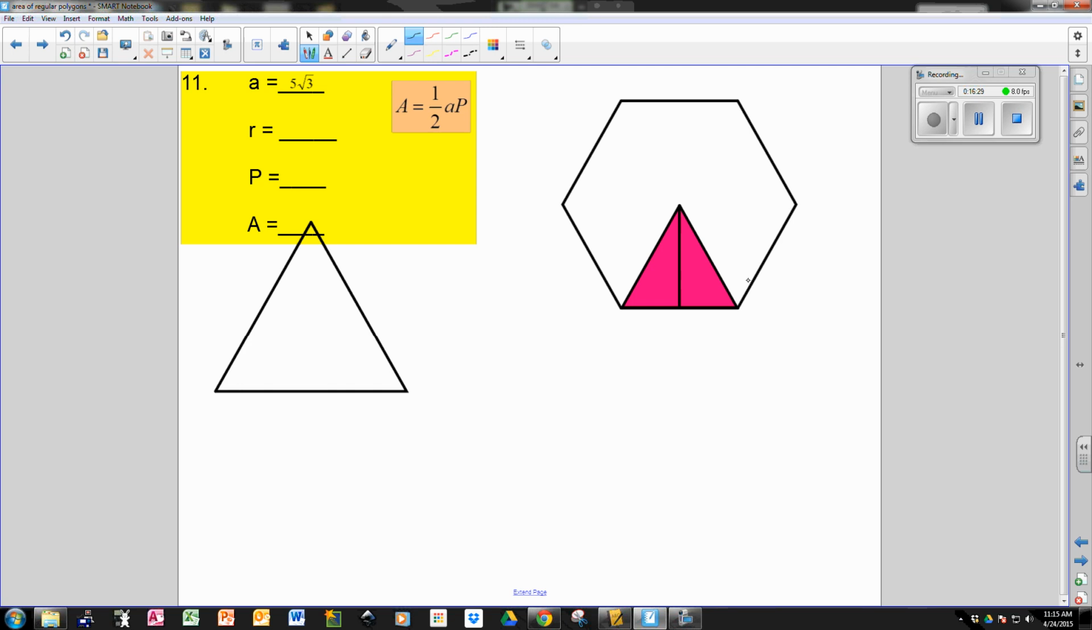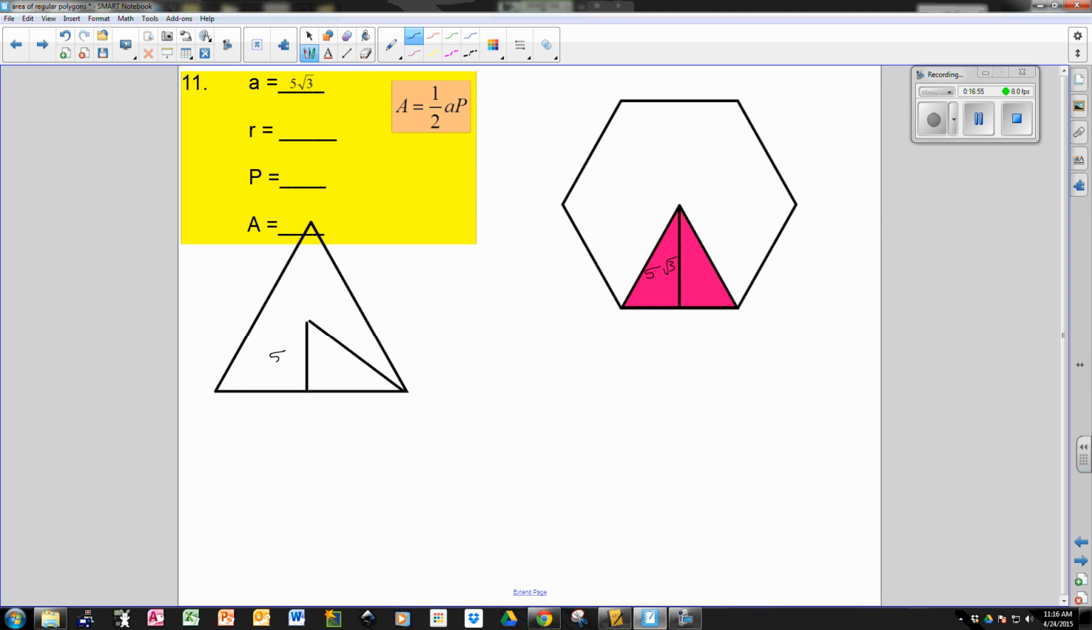And here we go. The last one is another hexagon. I really like hexagons because there's lots of things you already know. For example, the apothem here is 5 square root of 3. So I've redrawn this pink triangle over here. I'm going to take that triangle, and here's the apothem, which is your 5 square root of 3. And then here's your radius, which would be this piece here.